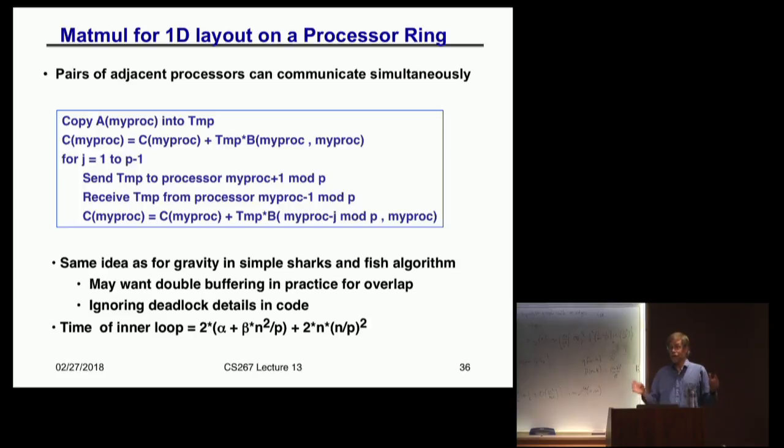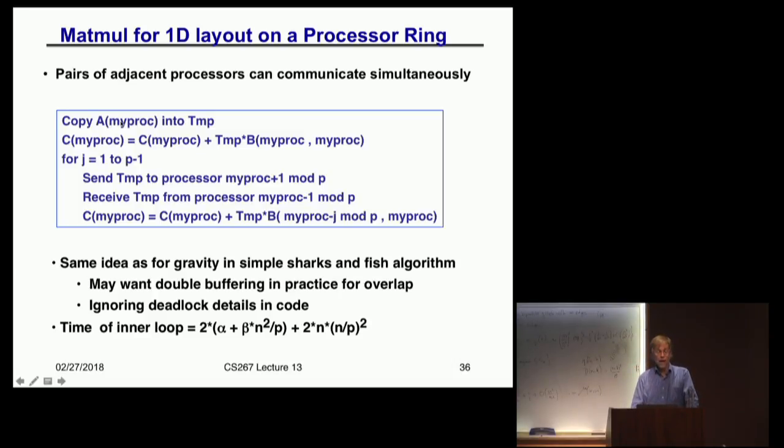So now, still the same layout. Everybody owns an n by n over p block of A, B, and C. But now everybody can talk to their neighbors on a ring. And so what is my algorithm going to look like now? I'm going to basically take my copy of my data and send it to my neighbor. Everybody's going to do that at the same time.